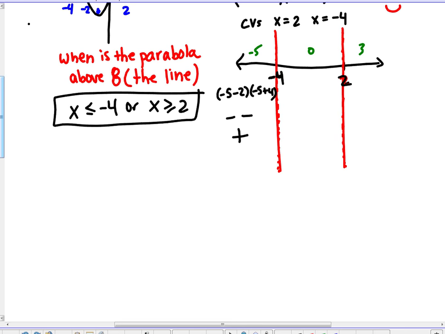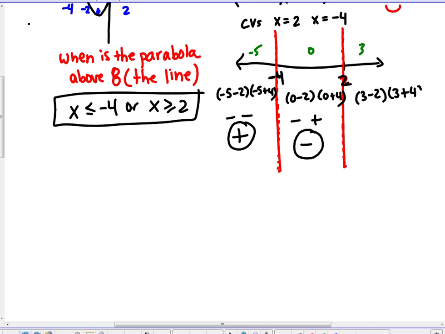I feel like this is going slow. Sorry, guys. Okay, 0. 0 minus 2, 0 plus 4 would come out as negative, because we have a negative and a positive, which makes a negative. I'm going to circle it. And 3 minus 2 and 3 plus 4: 3 minus 2 is a positive, 3 plus 4 is also a positive, so positive.